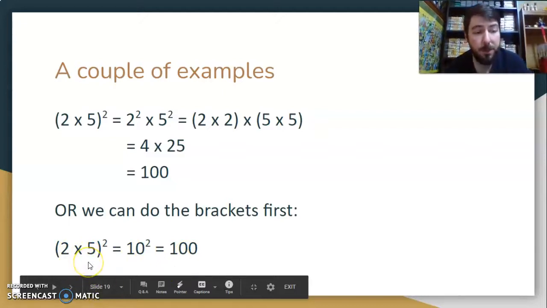And if you're doing this on your calculators, I'm just going to show you here quickly how you can punch it in. So I'm going to do brackets 2 times 5, and then I'm going to close the brackets, and then to the power of 2. It's kind of hard to read it there, but when I hit equals, I get 100.